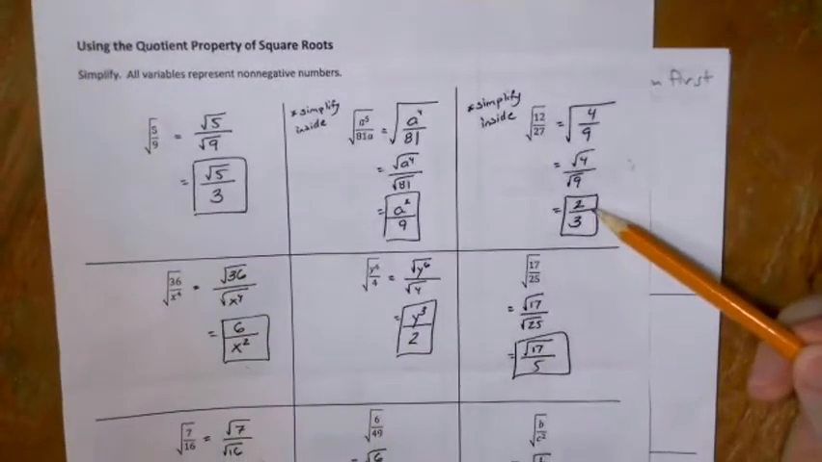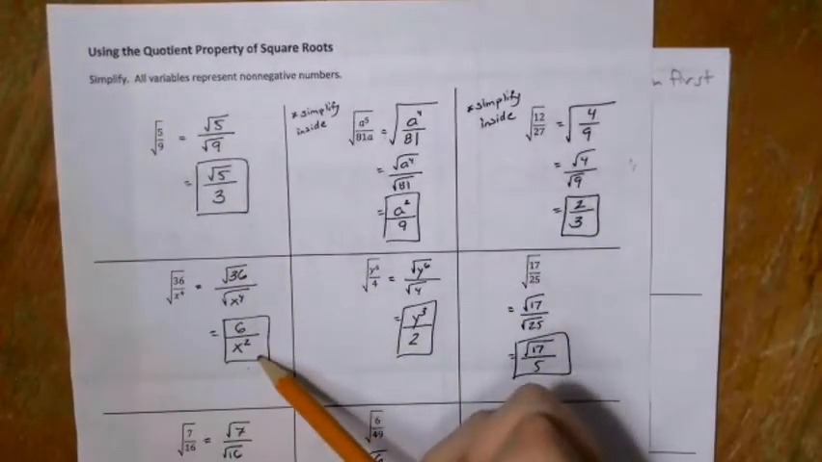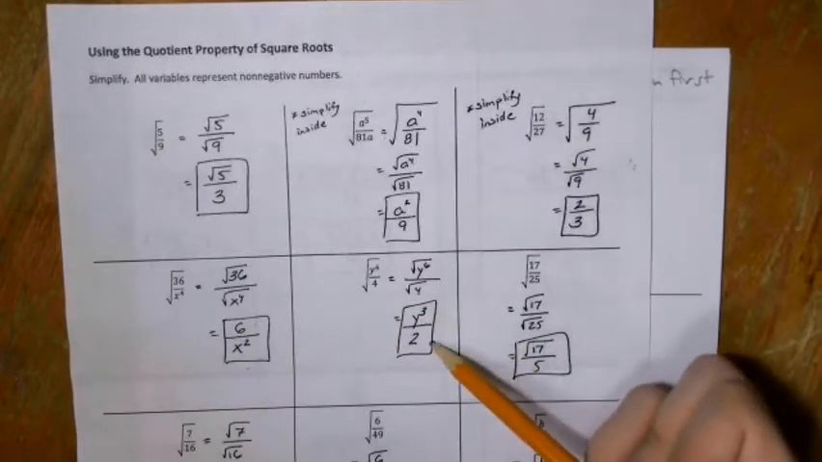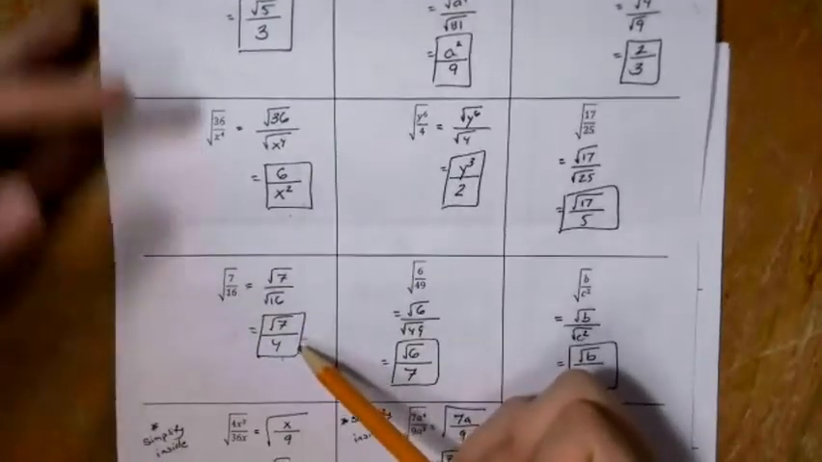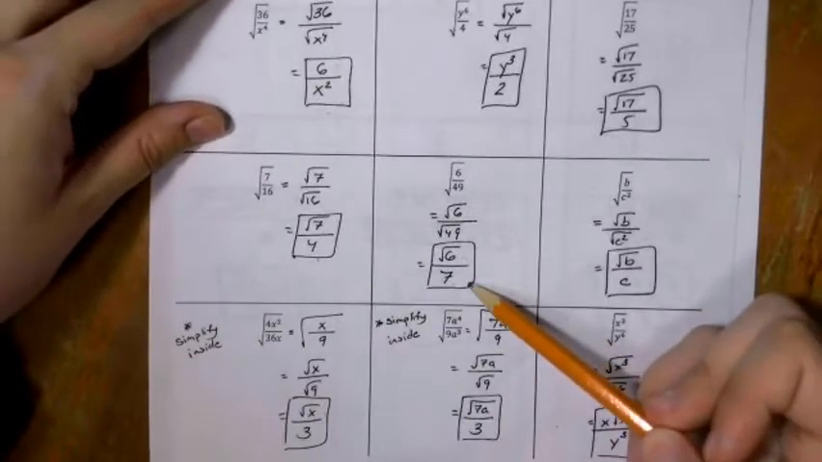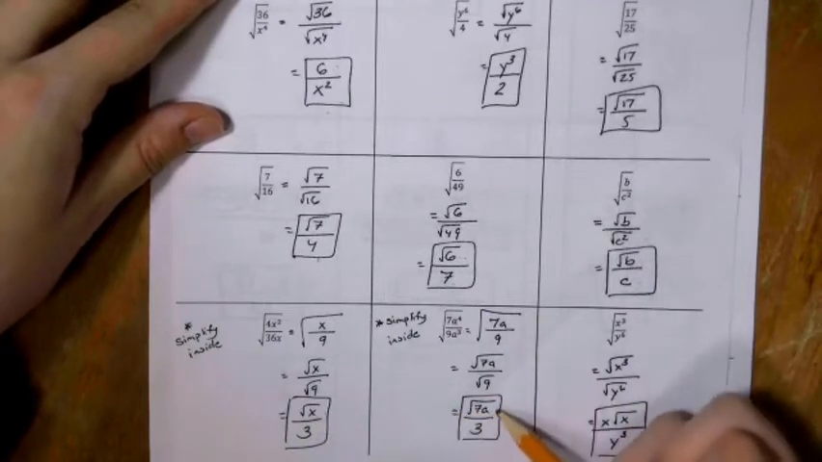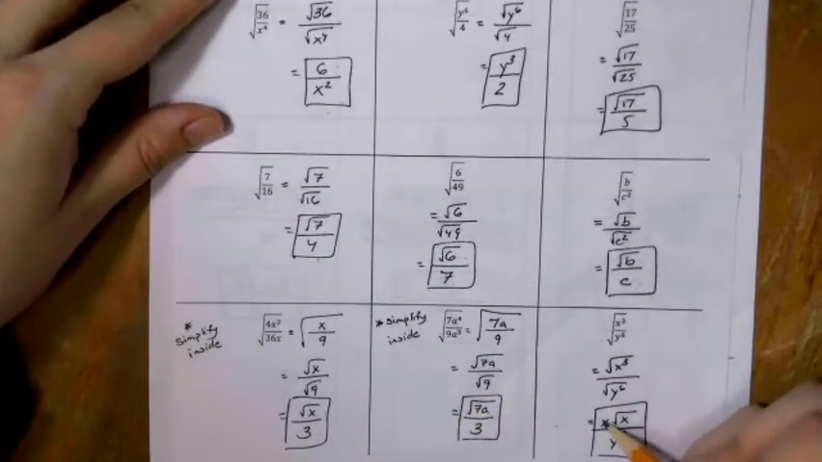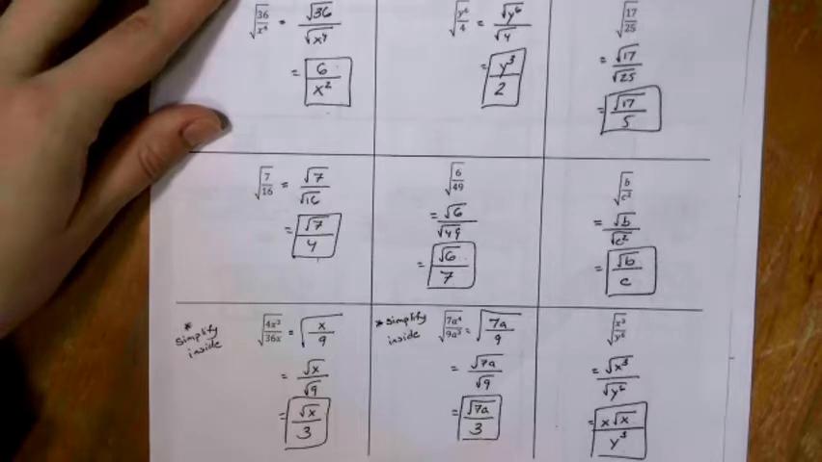All right, you should have gotten 2/3 for the next one. 6 over x squared, y cubed over 2, square root of 17 over 5, square root of 7 over 4, square root of 6 over 7, square root of b over c, square root of x over 3, square root of 7a over 3, and then x root x over y cubed. You'll notice that none of those have radicals in the denominator. So that's how you know they're in the simplest form.